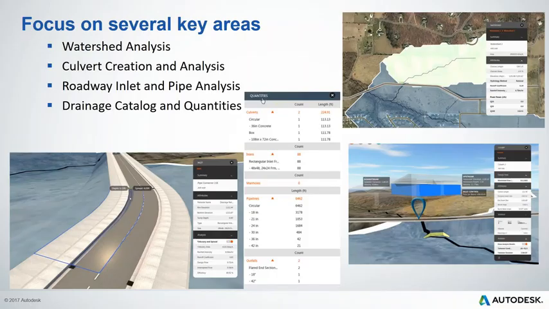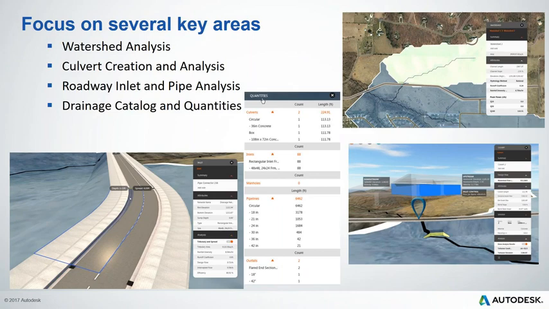Okay, so what are the focus areas for this presentation? The major functionalities and capabilities of the software lie in things like being able to analyze different watersheds. Second, being able to create and design culverts and analyze the performance of those culverts depending on certain rainfall data. Third is basically automatic layout of roadway inlets, manholes, and pipes, along with the analysis of the performance of this network as a whole, as we're going to see later on.